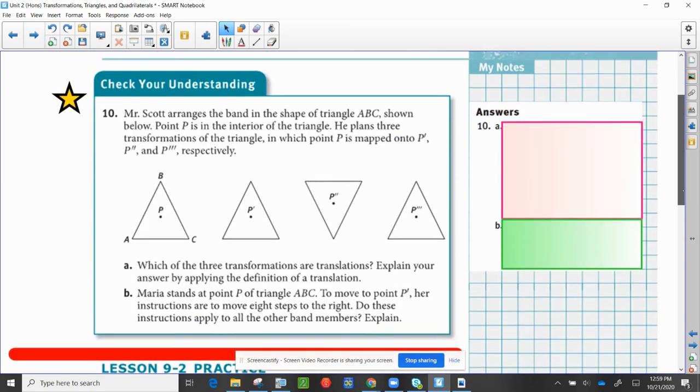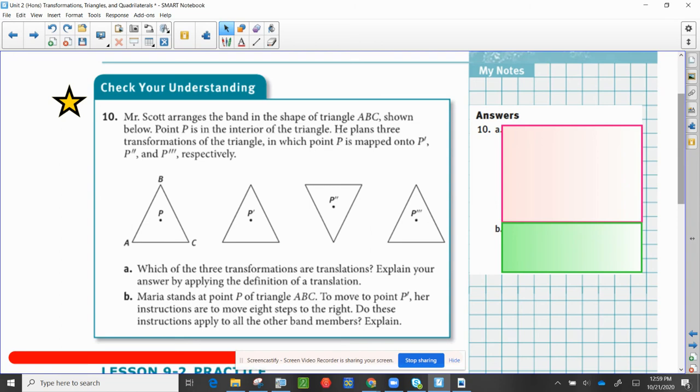So just number 10 here. It says, Mr. Scott arranged the band in the shape of a triangle ABC, shown in the picture below. So we have P, that's our original image. And then we have P prime, P double prime, and P triple prime. All these are different translations. So in A, it says, which of the three transformations are a translation? Which pictures here are just a shift in this graph, just a movement, left, right, up, or down?